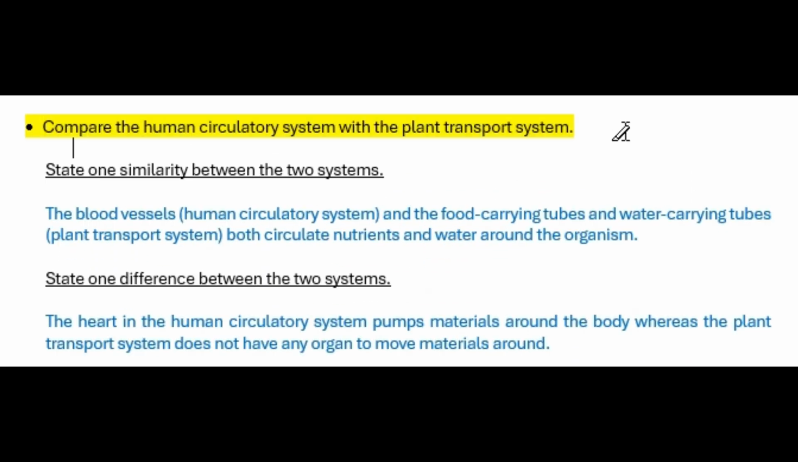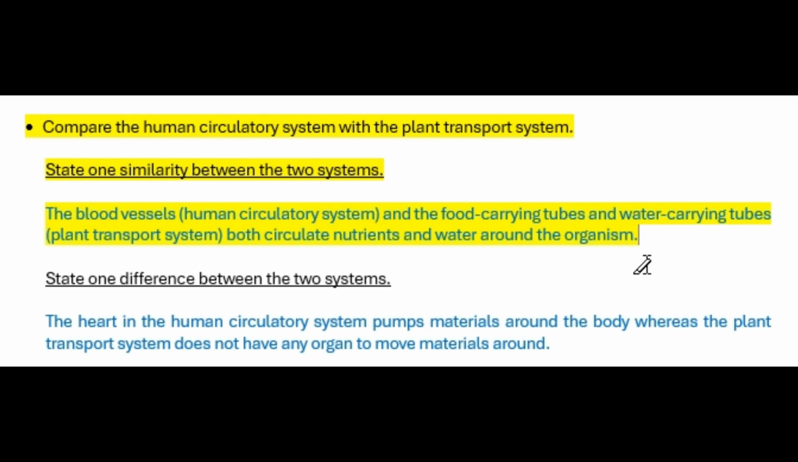Compare the human circulatory system with the plant transport system. State one similarity between the two systems. The blood vessels, human circulatory system, and the food-carrying tubes and water-carrying tubes, plant transport system, both circulate nutrients and water around the organism.